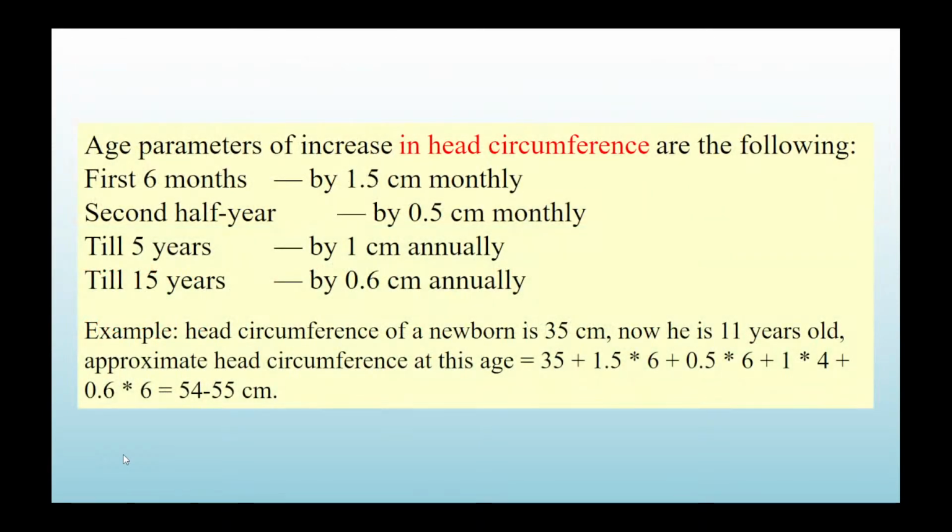Age parameters of increase of head circumference are the following: in the first 6 months, every month by 1.5 centimeters; in the second half of the year, by 0.5 centimeters monthly; till 5 years old, by 1 centimeter annually; after 5 years old, till 15 years, by 0.6 centimeters annually.